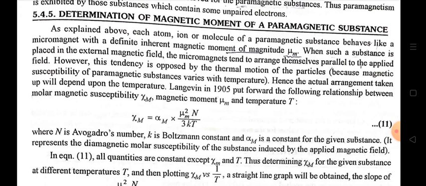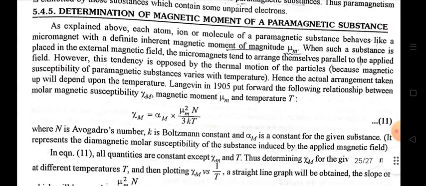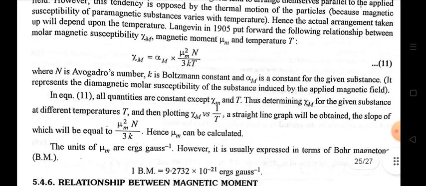Langevin in 1905 put forward the following relationship between molar magnetic susceptibility Xi m, molecular magnetic moment mu m, and temperature T. Xi m is equal to alpha m plus mu m squared N upon 3kT, equation 11, where N is Avogadro's number, k is the Boltzmann constant, and alpha m is a constant for the given substance. It represents the diamagnetic molar susceptibility of the substance induced by the applied magnetic field.